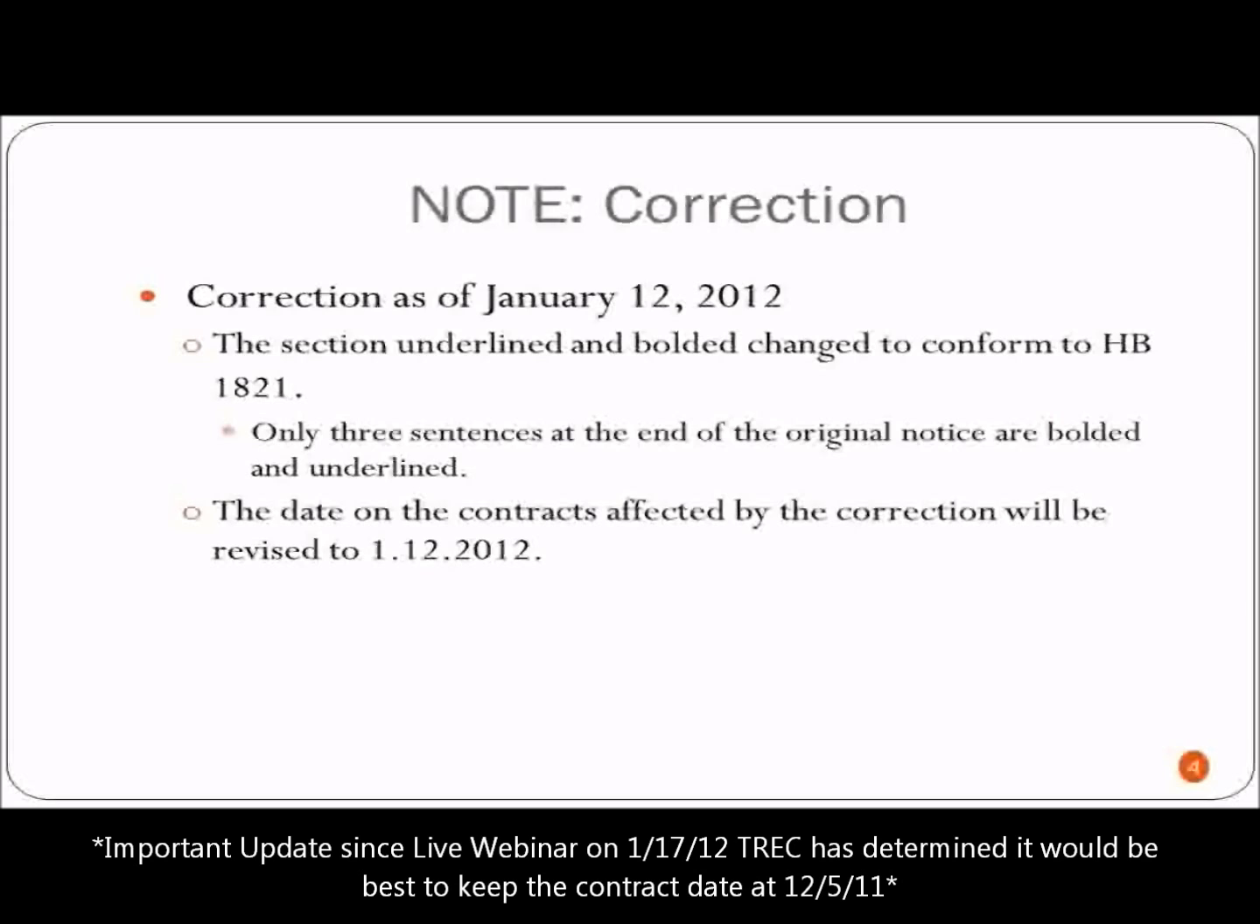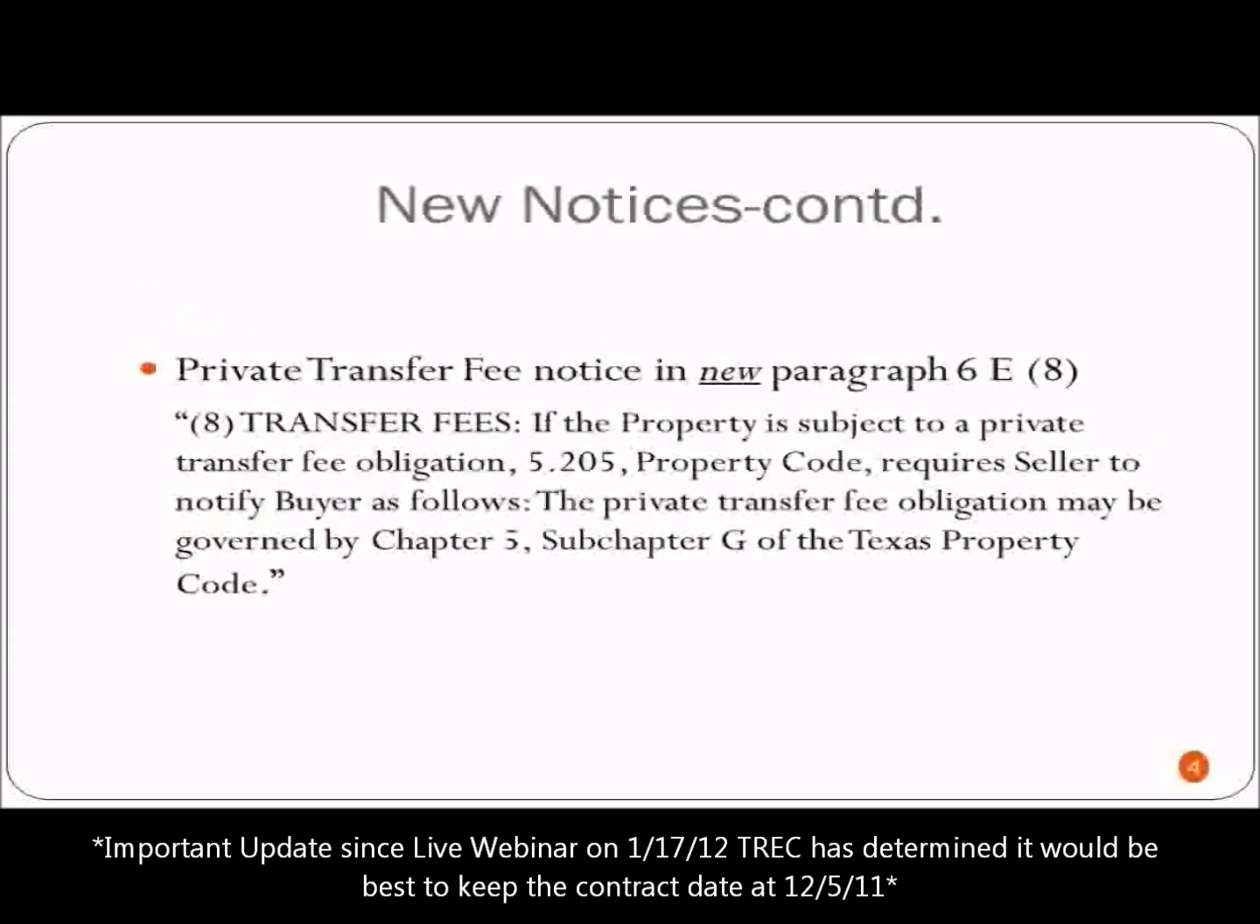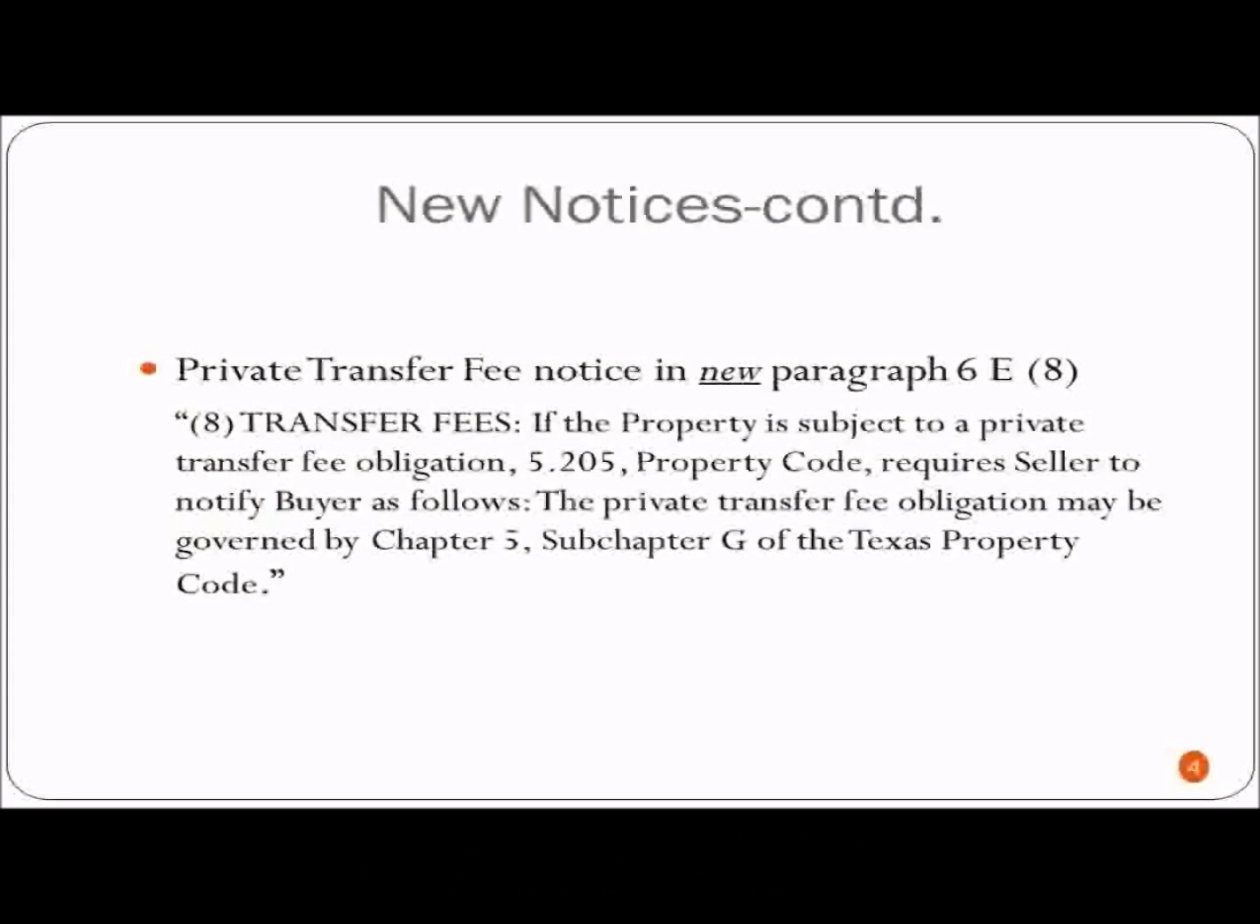The same notices are in your contract, but when the contracts are put up on zip forms, which they are not there yet, this typo will be corrected, and the date on the forms that contain this notice will be changed to 1/12/2012 as opposed to 12/5/2011.